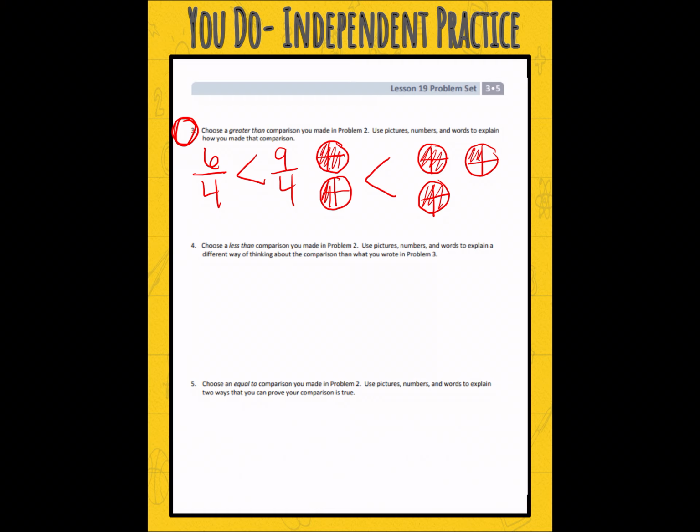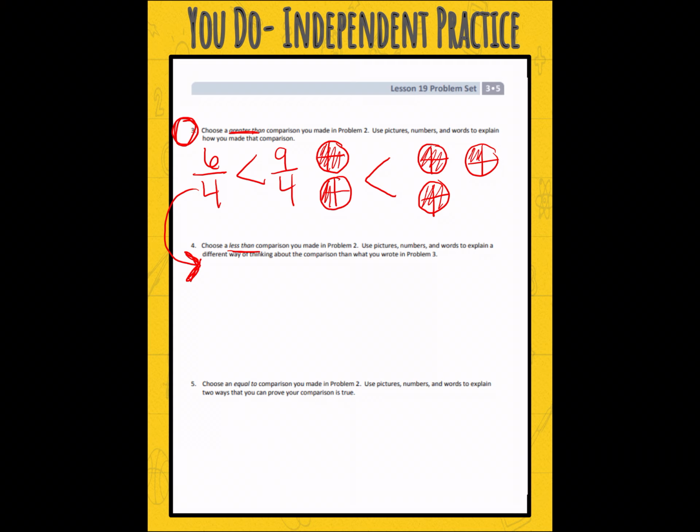All right, number 4. Choose a less than comparison you made. So this should actually go here. Man, oh man. Choose a less than comparison. This was supposed to be a greater than comparison you made in problem 2. Use pictures, numbers, and words to explain a different way of thinking about the comparison than what you wrote in problem 3. So you need to just pick another one and do the same thing we just did. I'll let you do that on your own.